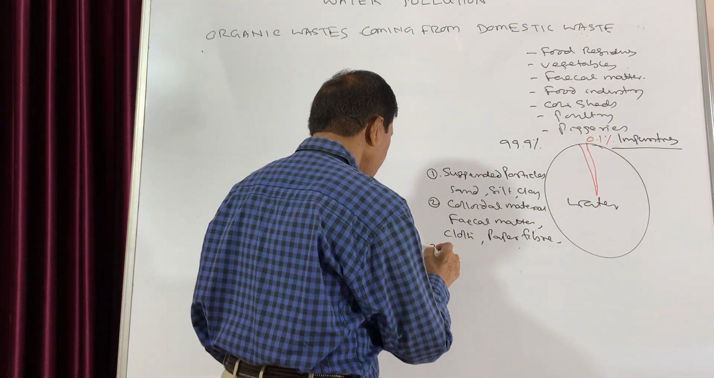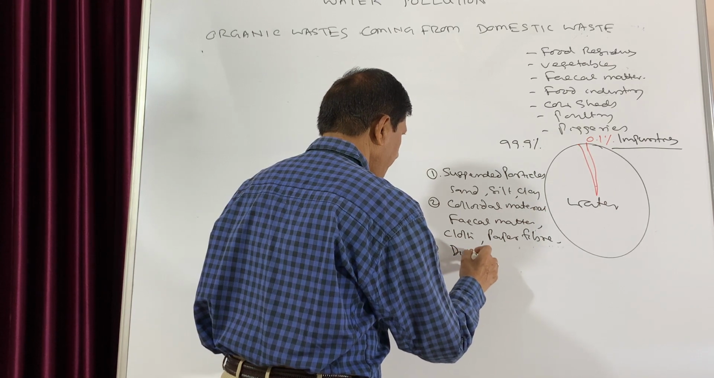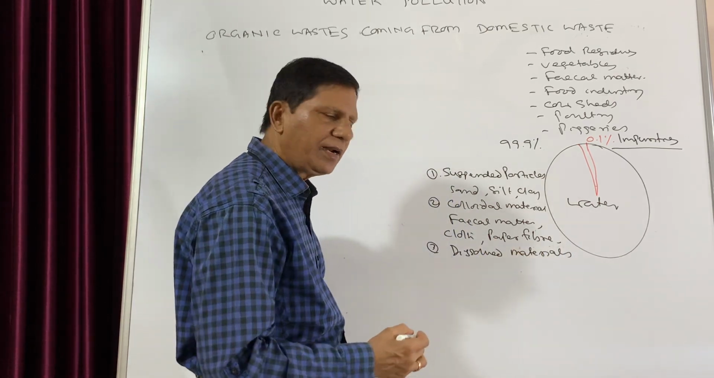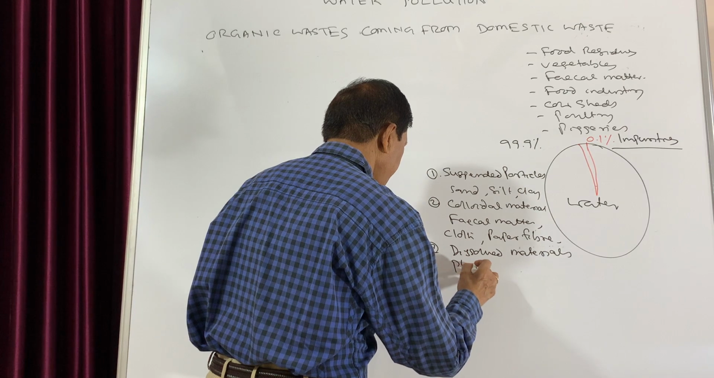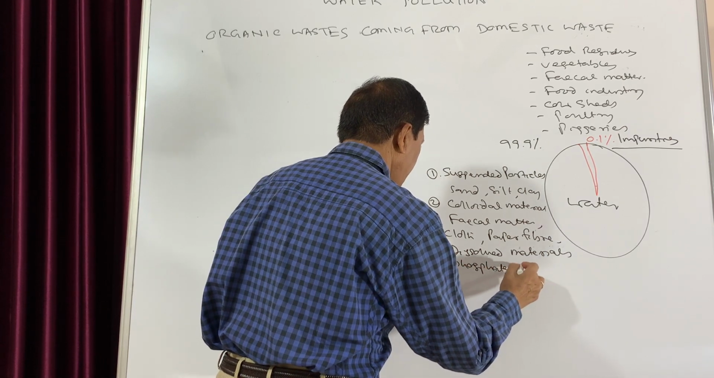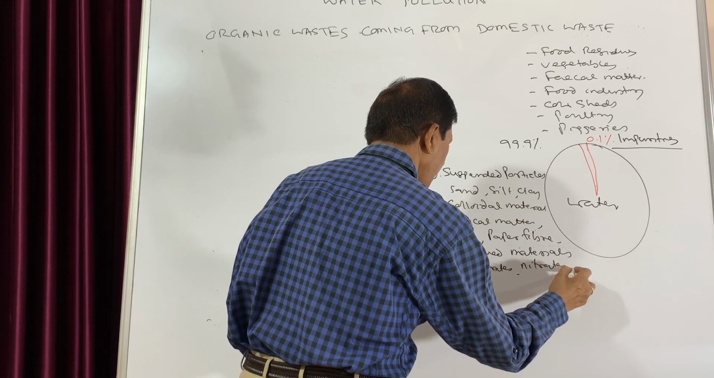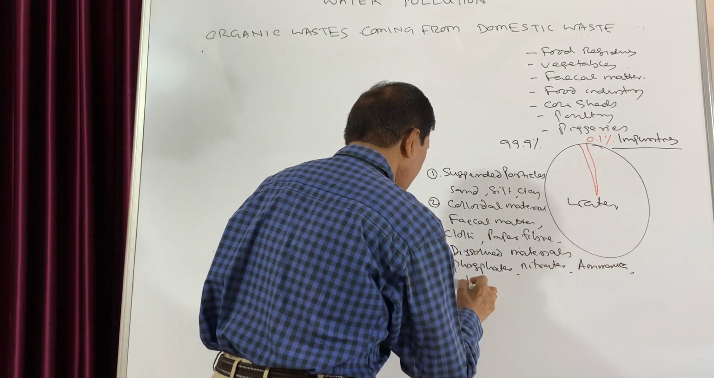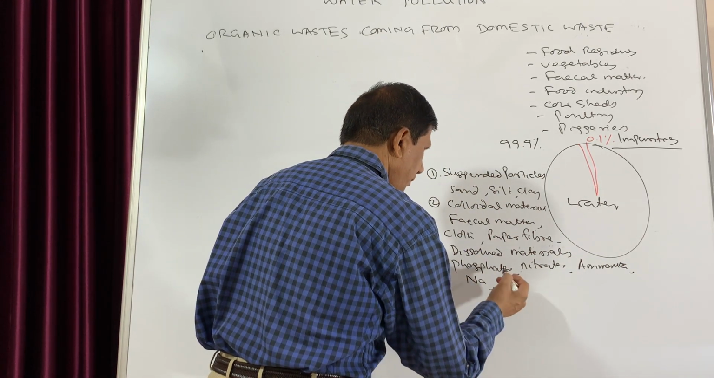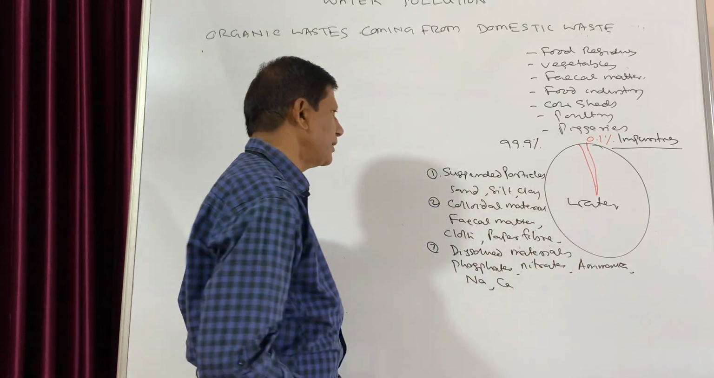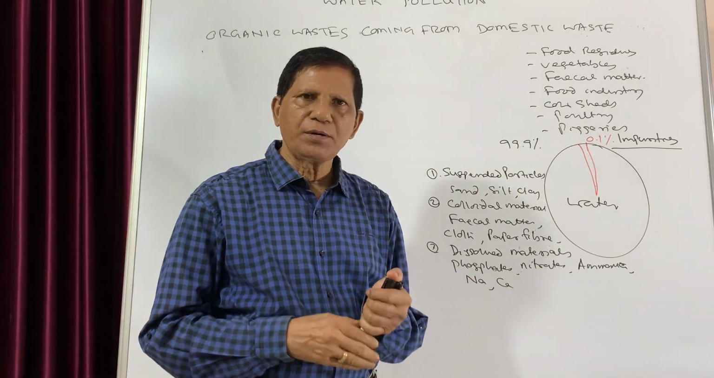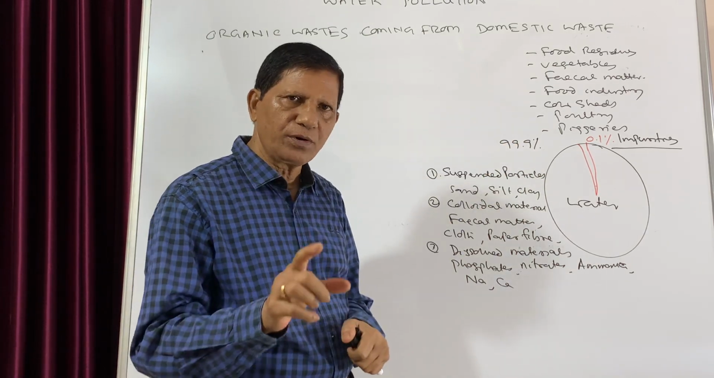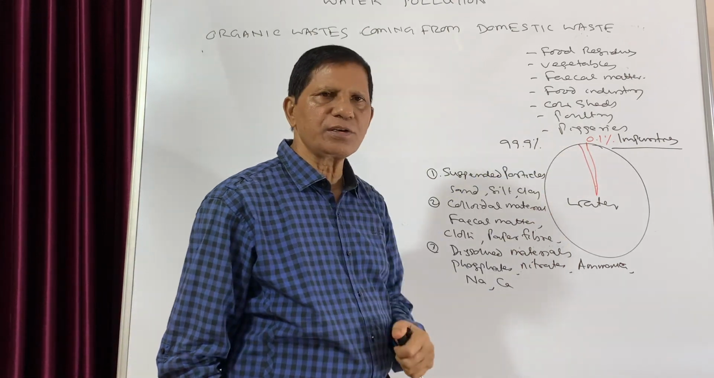And the third one is the dissolved materials. The dissolved materials include phosphates, nitrates, ammonia. In addition to that, also sodium and calcium. All these things are present. That means our water is 99.9% pure, while only 0.1% is impure.